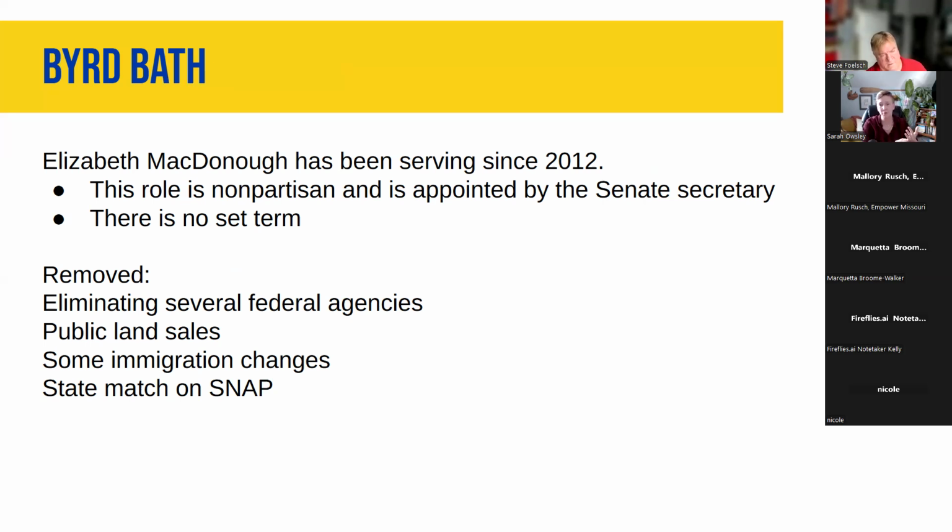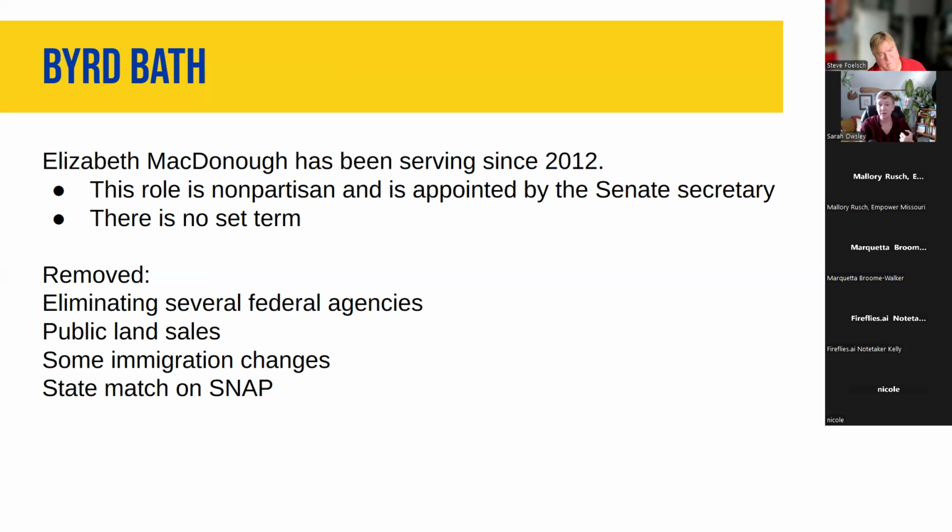This budget removed or eliminated several federal agencies, and for many of them, the parliamentarian said you can't use the budget to do that. It forced some public land sales. The parliamentarian said you can't use the budget to do that. It included a lot of immigration changes, including arresting undocumented immigrants. The parliamentarian said you can't do that.